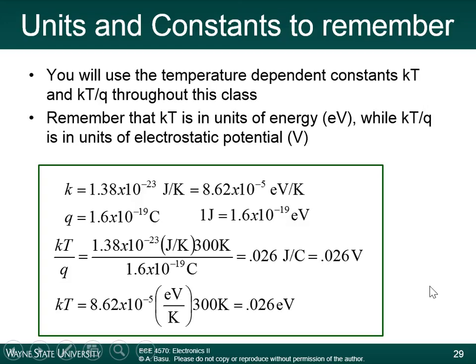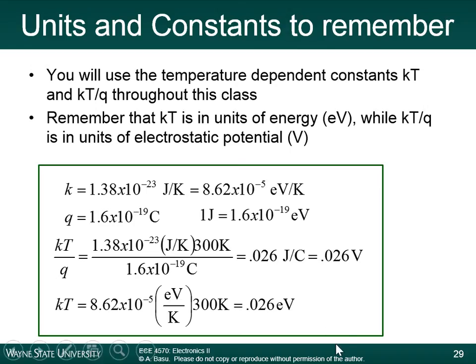Okay, one electron volt is equal to 1.6 times 10 to the negative 19 joules. Joules and electron volts are both forms of energy. One of the things that always confuses students is that they think electron volt is another form of voltage, electrostatic potential. It is not. It is a unit of energy.